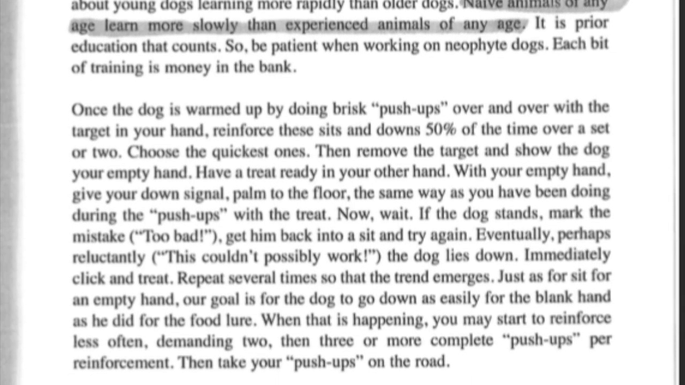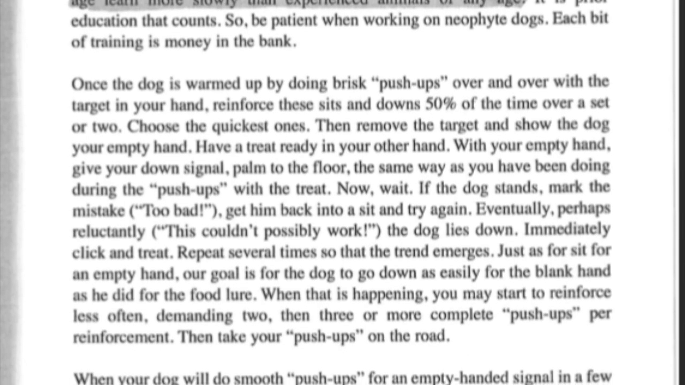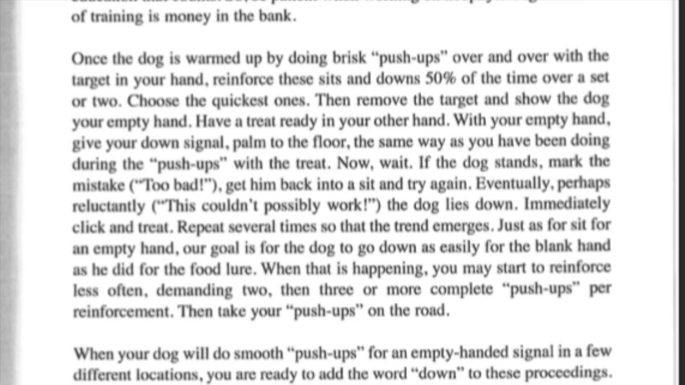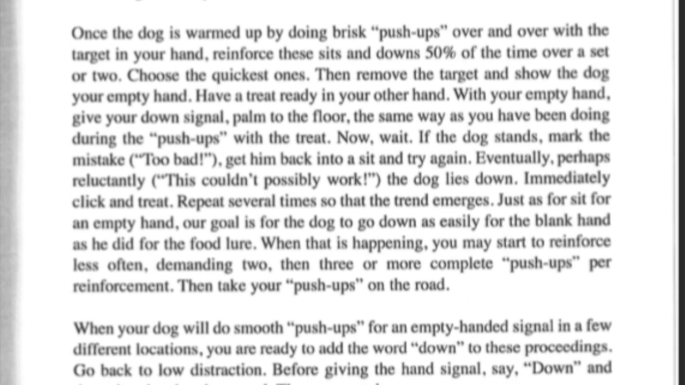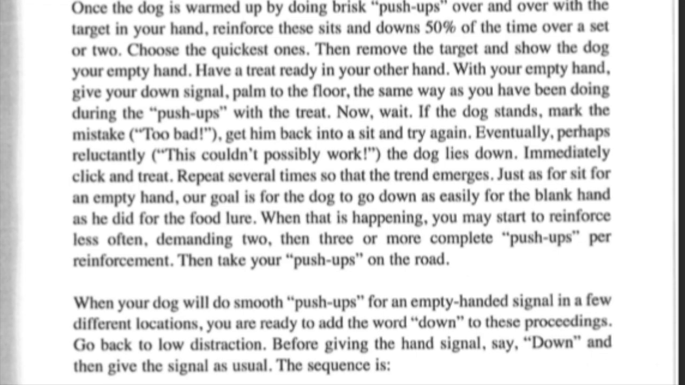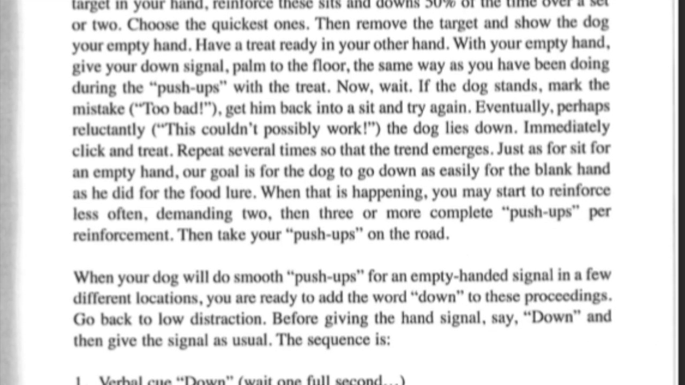Now wait. If the dog stands, mark the mistake. Too bad. Get him back into a sit and try again. Eventually, perhaps reluctantly, this couldn't possibly work, the dog lies down. Immediately click and treat. Repeat several times so that the trend emerges. Just as for sit for an empty hand, our goal is for the dog to go down as easily for the blank hand as he did for the food lure.